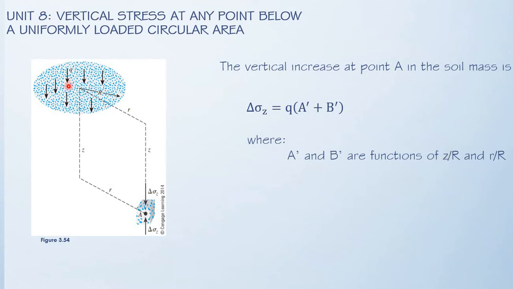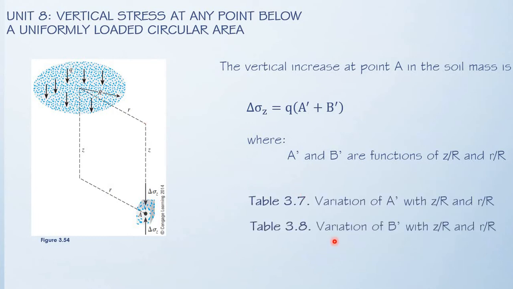Z is the depth from the soil surface up to our point of consideration. Capital R is the radius of the circular area. And then the small r is the shortest distance from the center of the circle up to the point of consideration. But take note that this is measured on the surface.